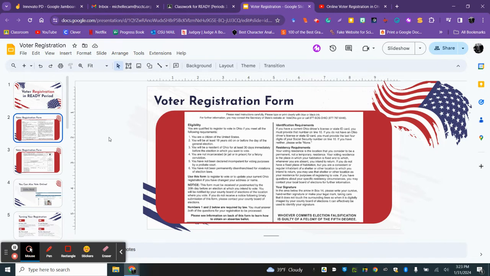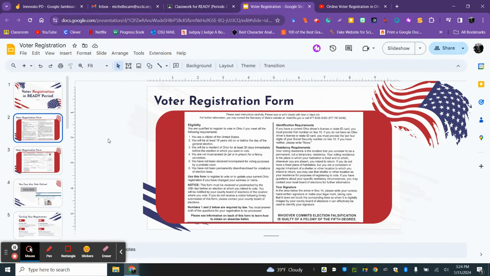Use this form to register to vote or update your current Ohio registration if you have changed your address or name. However, if you're not of age right now, we still are going to ask you in this period to go ahead and fill out the form as a way of practice. Once you're done, you'll give it to your teacher, and if you're not eligible to vote, we will shred your information.